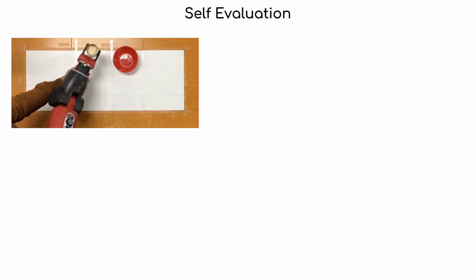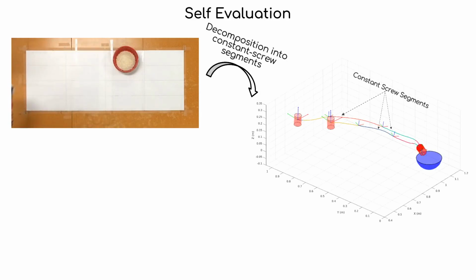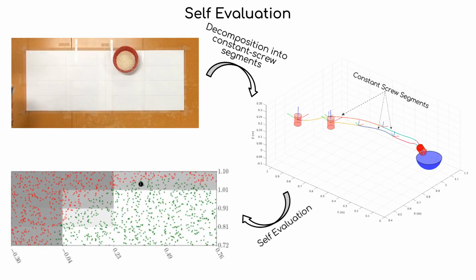Consider the task of pouring from a soup can to a bowl. The kinesthetic demonstration provided by the user can be decomposed into a sequence of constant screw segments as shown on the right. Different colors denote different screw segments. Using these segments and a bandit-based sampling of the region, we generate the belief of the robot about its ability to successfully perform the pouring task, which is shown as a probability heat map over the work area.